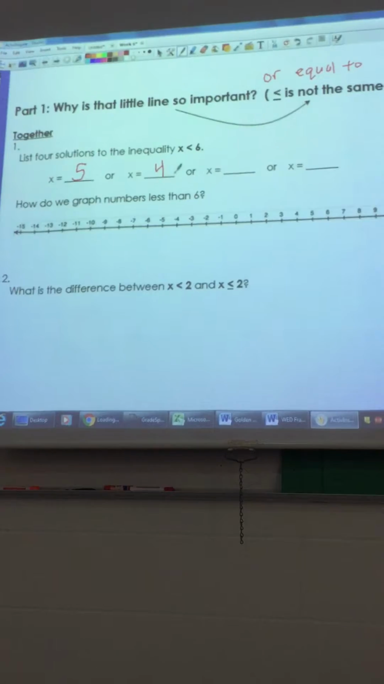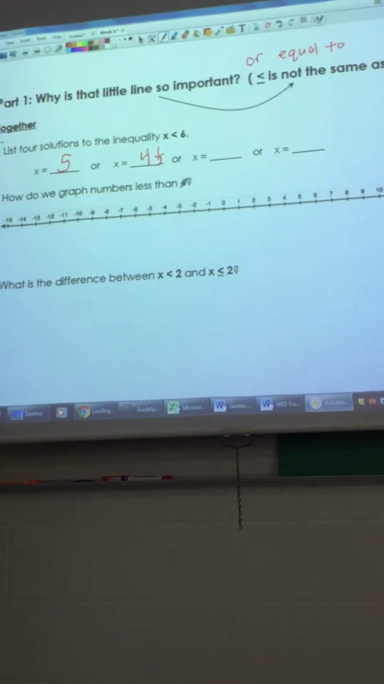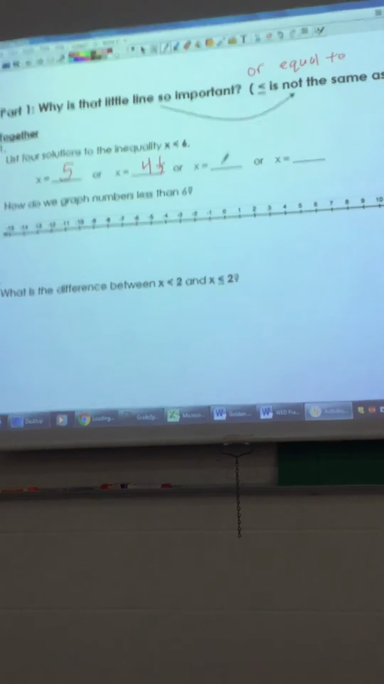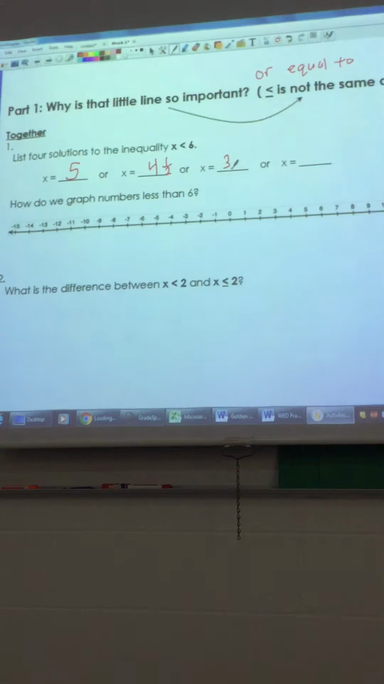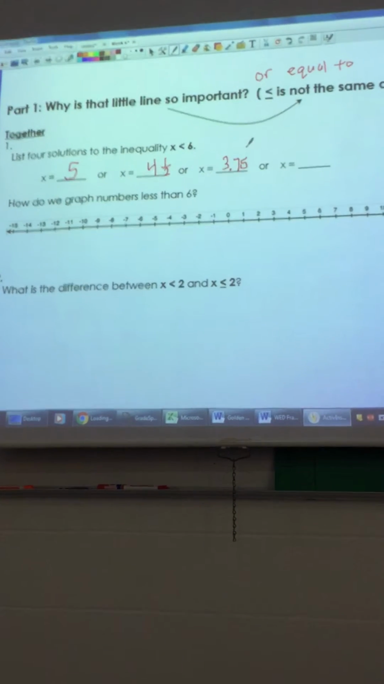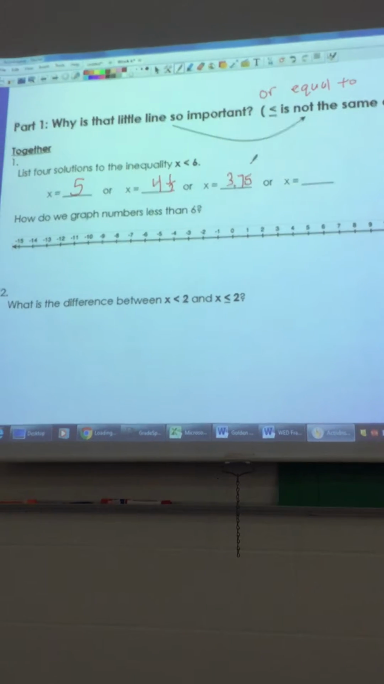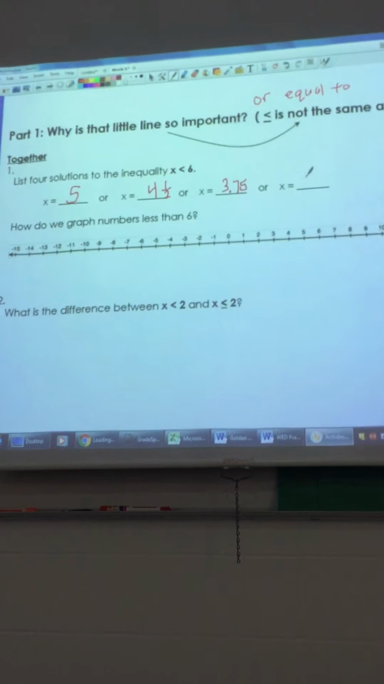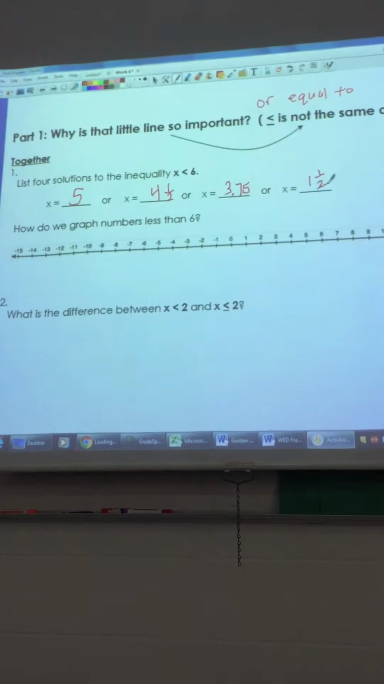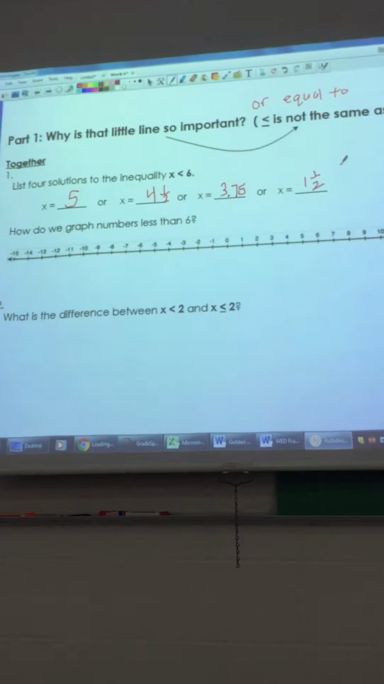We could put 4, but let's make it different. We could make it 4 and 1/2. What could this one be? 3 and 3/4. Why don't we write 3.75 then? The decimal. Okay? And then the last one we could write 1.5, because 1.5 is less than 6. So all of those are less than 6.